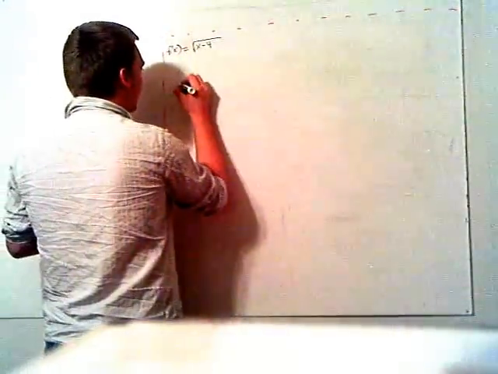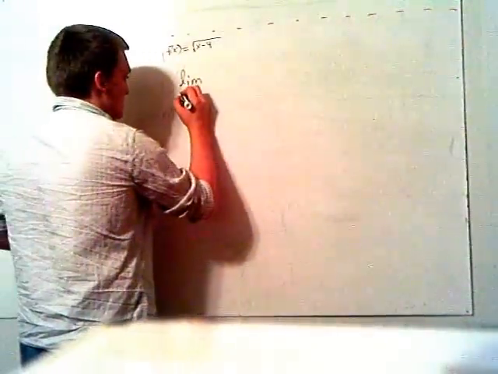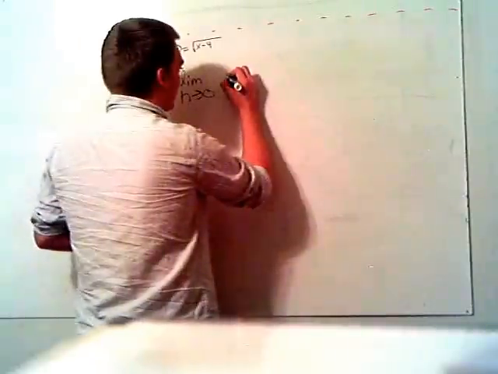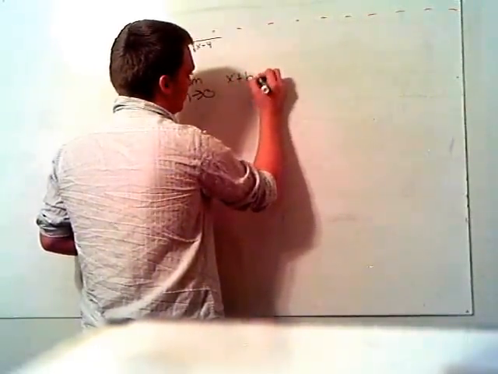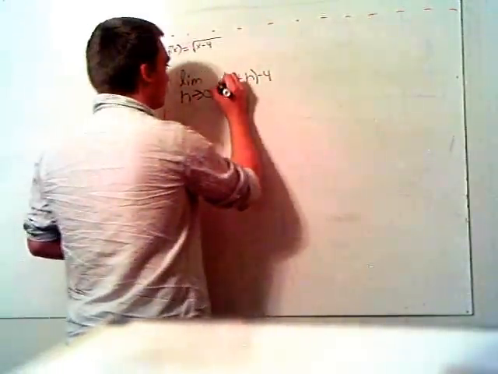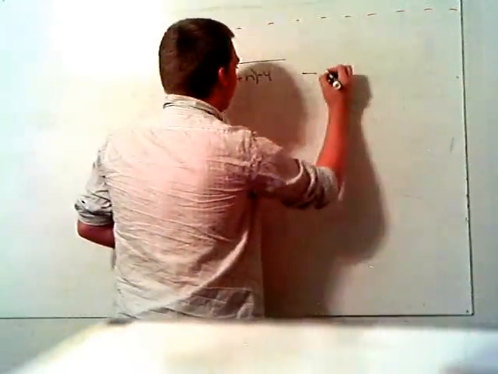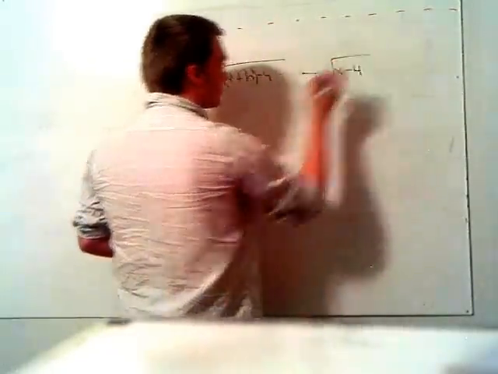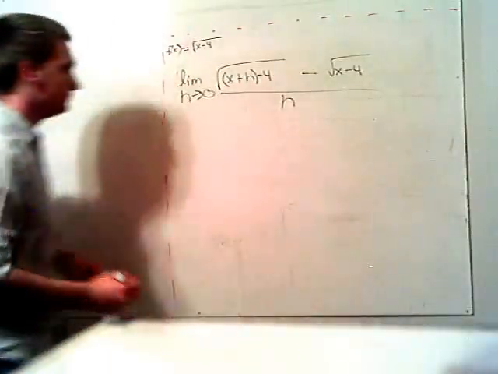What we know is we have f prime of x equals the limit. Don't forget that. As h goes to 0 of the square root of x plus h minus 4, you can put this in parentheses if you would like, to denote that little change in x. Minus the square root of our function, so we have the square root of x minus 4. All of this is over h, of course.